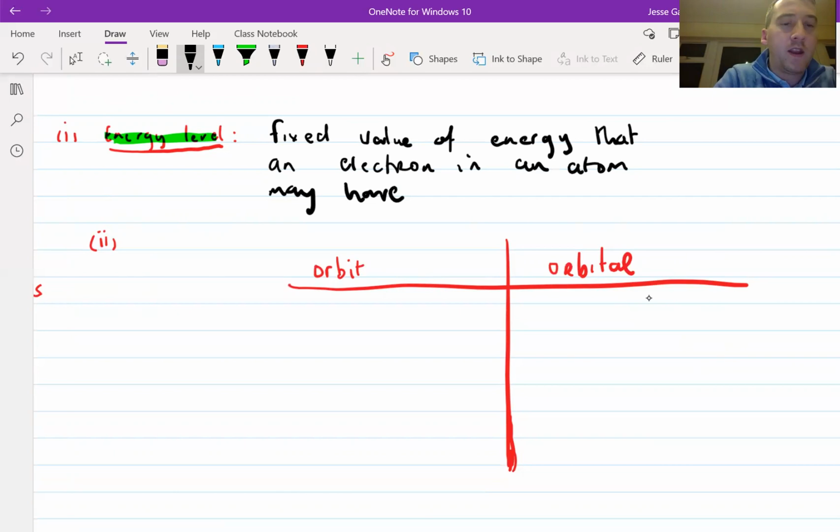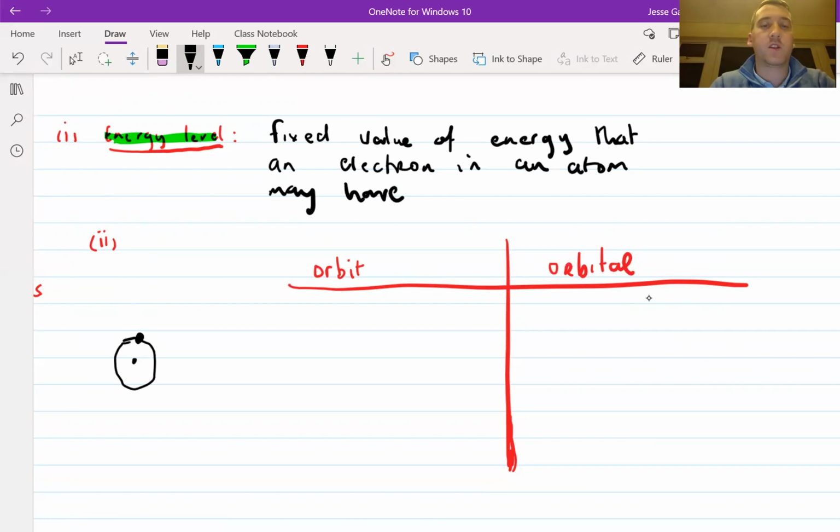A reminder then that an orbit, according to Bohr, was these circles around the nucleus where the electrons are. But what do the circles represent? Pause the video and have a go at giving two differences between these two things.